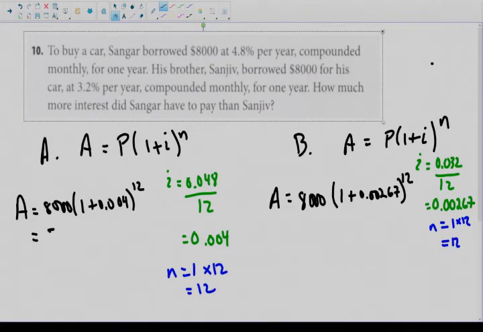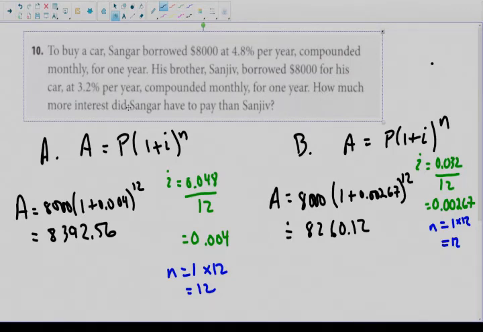So $8,392.56 for the first person, $8,260 and approximately 12 cents for the second person. Now we have to be careful for this question, because you should always go back to the question and read, like, did I answer the question?